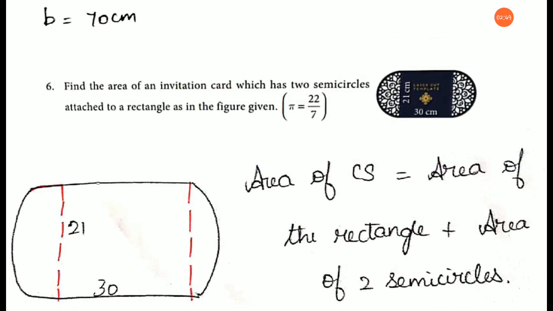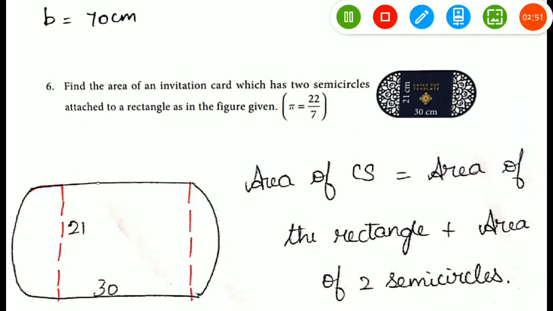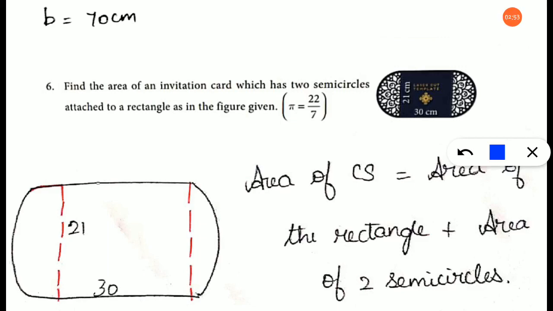So area of the rectangle means the formula is length into breadth, and this is the length and this is the breadth. Okay, and then area of two semicircles. Semicircles are here. What is the formula for semicircle? Half pi r square. So this entire part is diameter, so you have to take the radius alone. So it is 21. 21 by 2 will give you the radius. Clear?